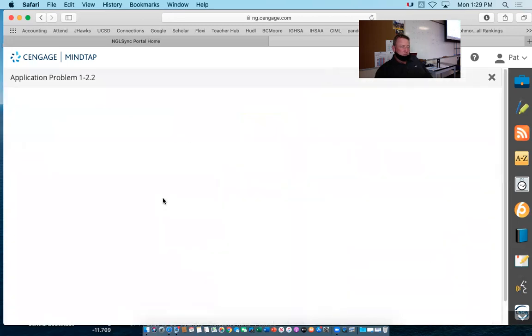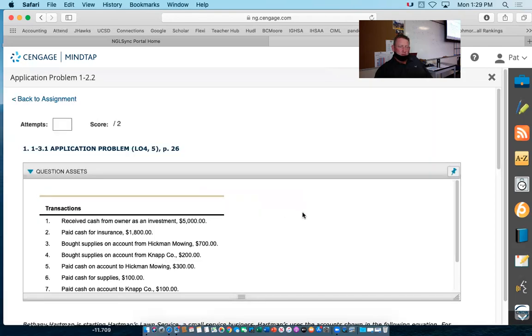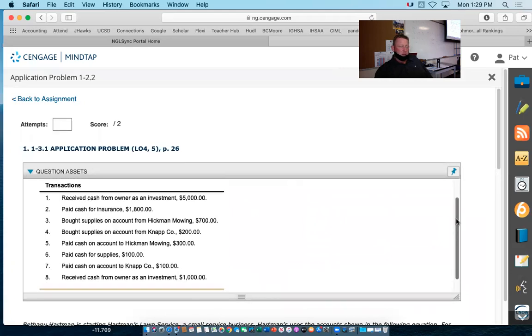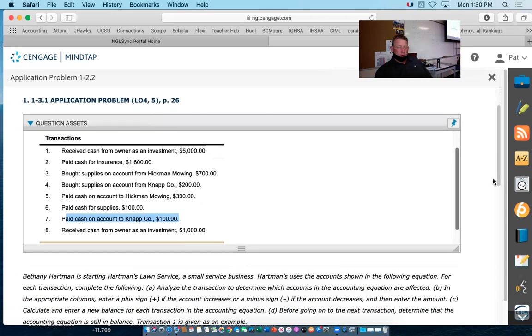So application problem 1, 2. I'm not going to do it with you, but they're going to give you 8 different transactions here. Owner's investment, so 2 of them are the same. Pay cash for insurance, pay cash for supplies. We just did one of those in our work together. 2 of those are pretty close to the same. Bought supplies on account, those 2 are the same. Paid cash on account to Hickman Mowing, paid cash on account to Nat. Those 2 are the same. So you will need to do this.